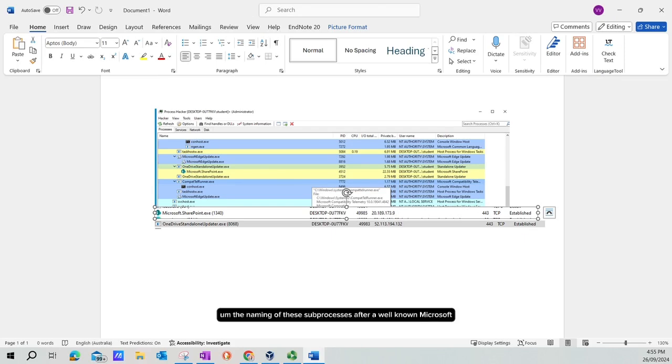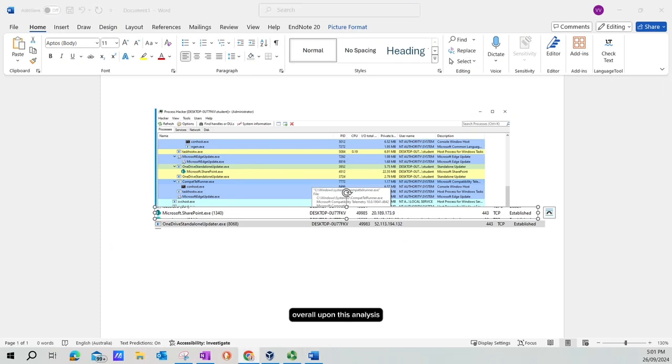The naming of the subprocesses after well-known Microsoft applications is a clever trick. It's likely an attempt to trick users and basic security tools into thinking these processes are safe, which allows the Trojan to operate under the radar. I think for our incident management team, we need to closely monitor and possibly intercept this network traffic.